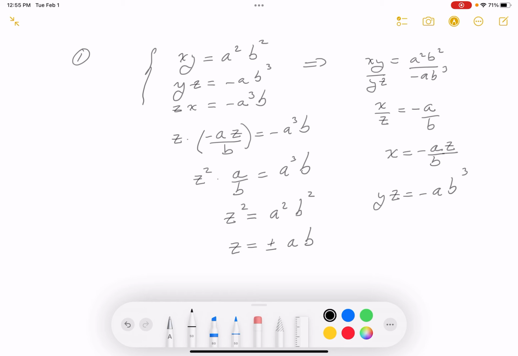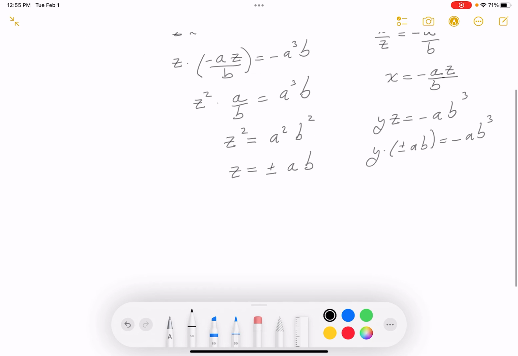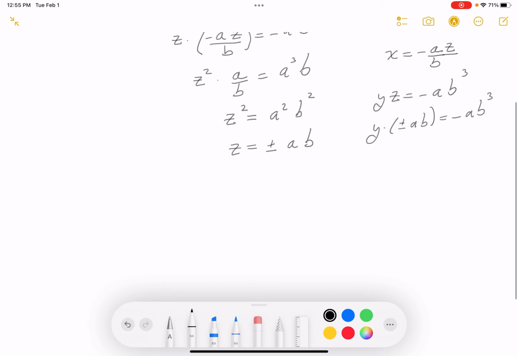And I'm going to substitute z in now. What do you get? You get y. Well, here comes my problem. I'll write it down for you. What's z? It's plus or minus ab, so y times z equals minus ab cubed. Well, you know, for some students, it's probably best to write this two different ways.